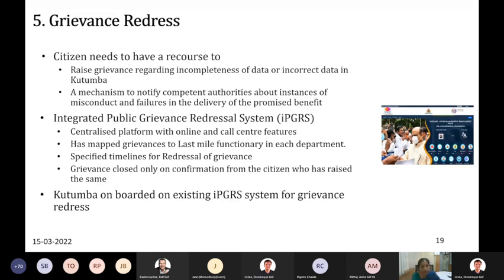The fifth component is to have a grievance redressal system where a citizen who has a grievance regarding incompleteness of data or incorrect data, or needs a mechanism to notify about failures in delivery, has recourse to grievance redressal. Karnataka has an integrated public grievance redressal system, which is a centralized platform with online and call center features. All departments in the state of Karnataka are onboarded on this, and Kutumba has also been onboarded on this existing PGRS for grievance redressal related to any aspects of Kutumba.